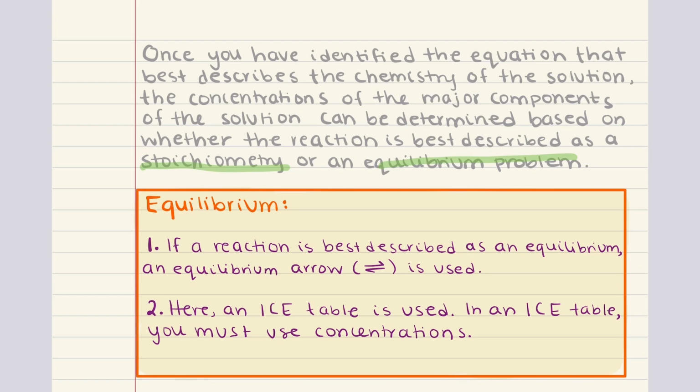To rephrase, if the reaction is described as an equilibrium process, it will be represented with a double arrow. This indicates that there's a balance between the forward and reverse reactions. For these problems, an ice table is used to calculate the concentrations at equilibrium. We're familiar with ice tables, we've seen them before, and again, it's important to reiterate that ice tables rely on concentrations, not moles, throughout the calculation.